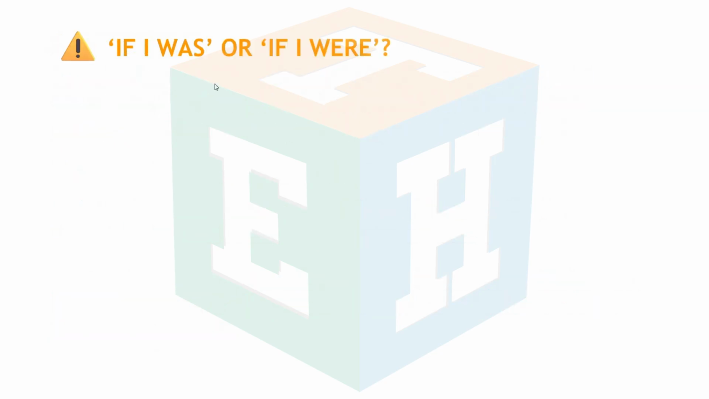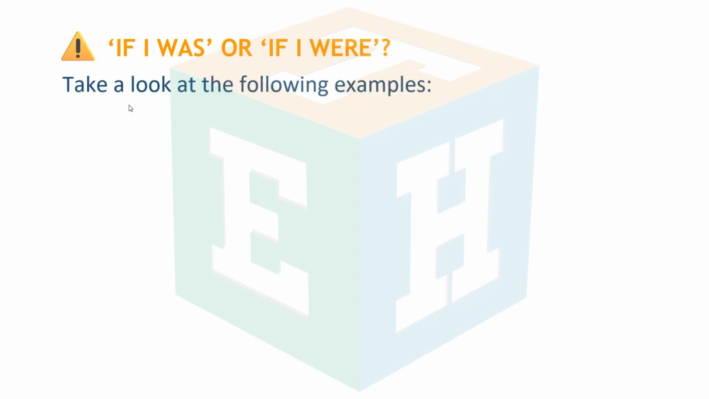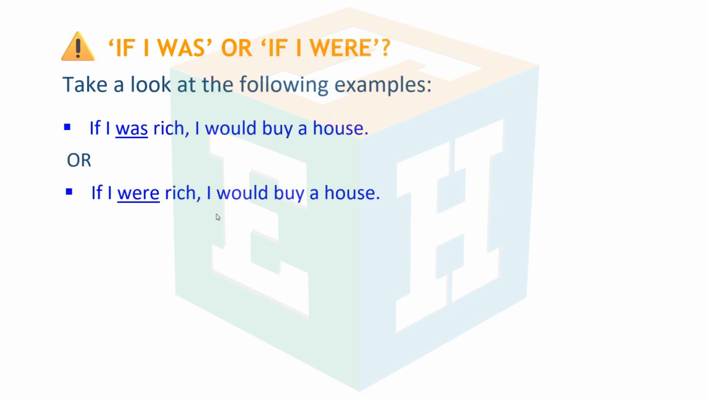If I was or if I were. Take a look at the following examples. If I was rich, I would buy a house. Or, if I were rich, I would buy a house.